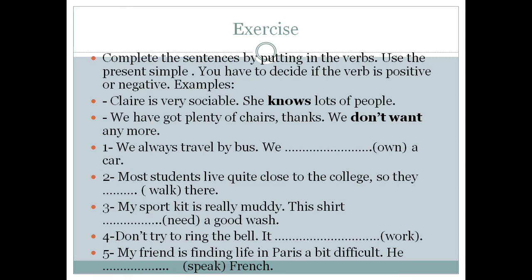My friend is finding life in Paris a bit difficult. He doesn't speak French. If he spoke French, he would find life in Paris so easy. But he doesn't speak French.